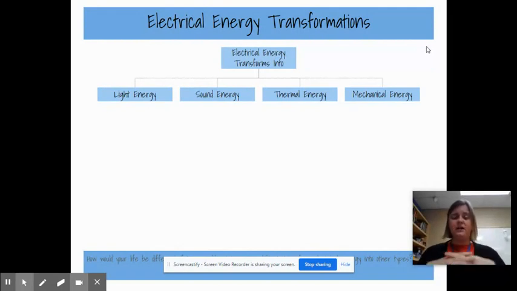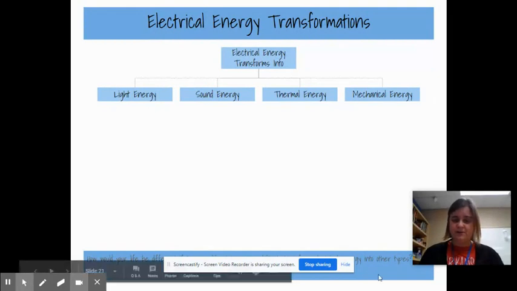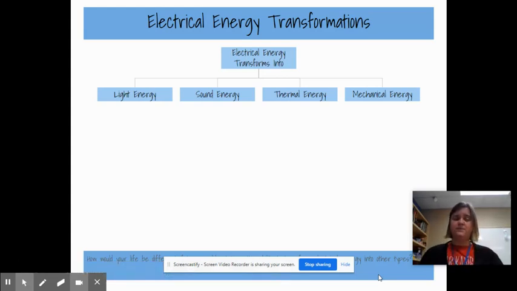All right, so I'm going to turn you loose. You do need to make sure you answer the question at the bottom, which says, how would your life be different if humans could not transform electrical energy into other types? So what would you not be able to do, and how would you solve that problem if you were unable to do that? We've had lots of really creative answers today.